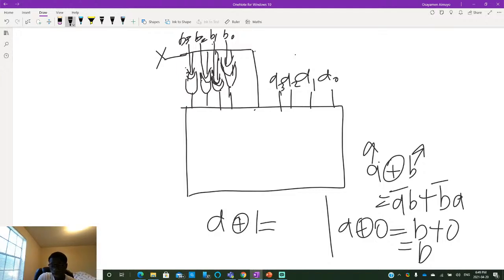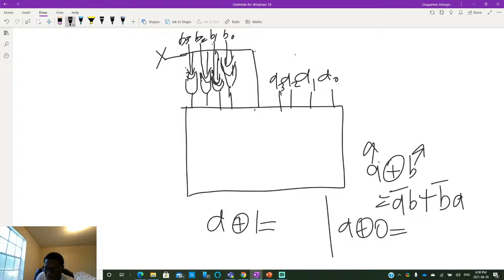And then if we try A XOR 1, using the same function here, what do we get? Well, let's see. Give me 1 second first. Oh no, my bad. I mixed them up. Okay, let's do that again.